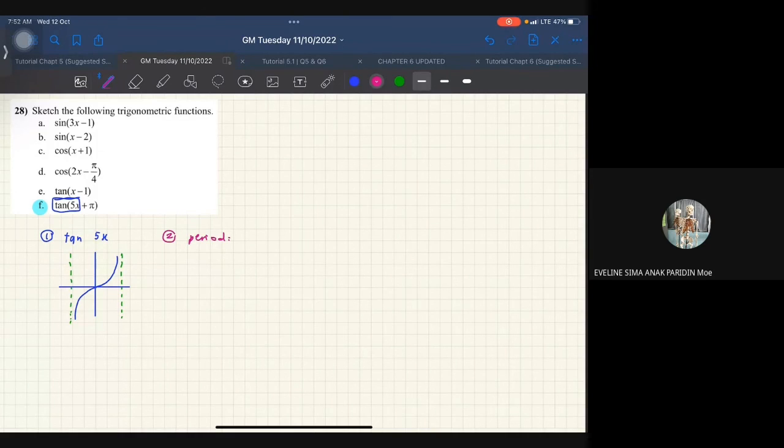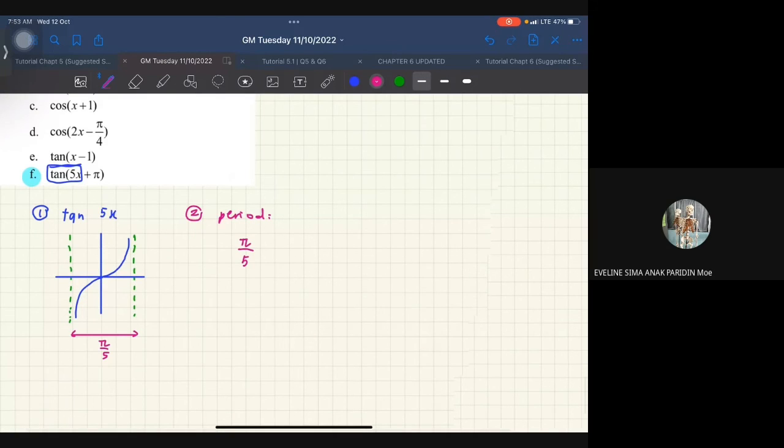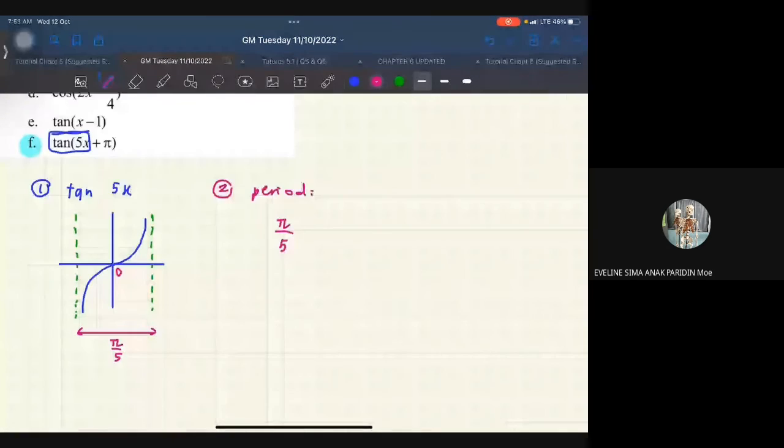Okay, so the period for tangent is a little different from sin and also cos. So now it is pi. Originally it is pi, right? And then you divide with whatever that you have in front of the x, which is 5. So we will have pi divide by 5. This one. So this is our period. Okay, so we know that from here to here the distance is pi over 5. Okay, so in the middle here is 0.